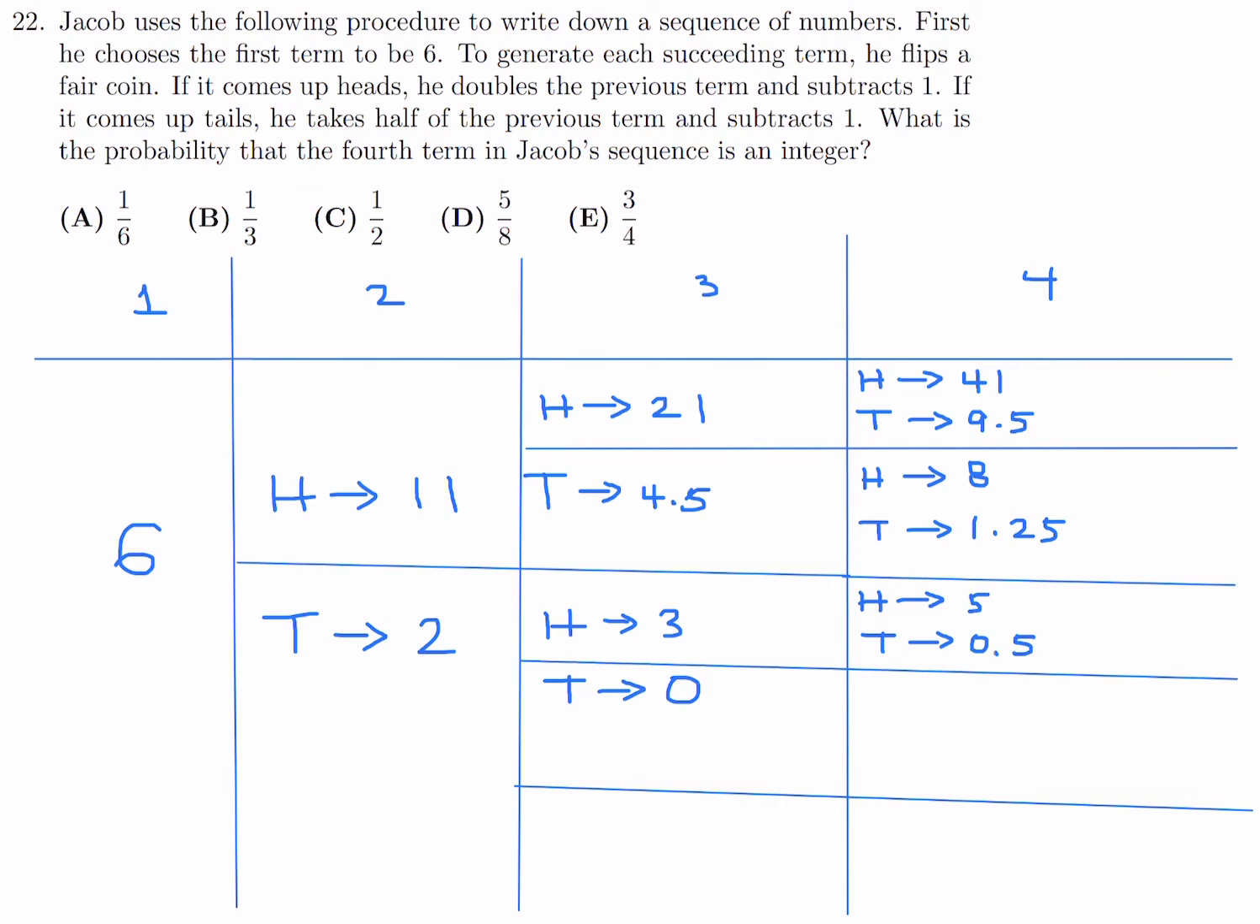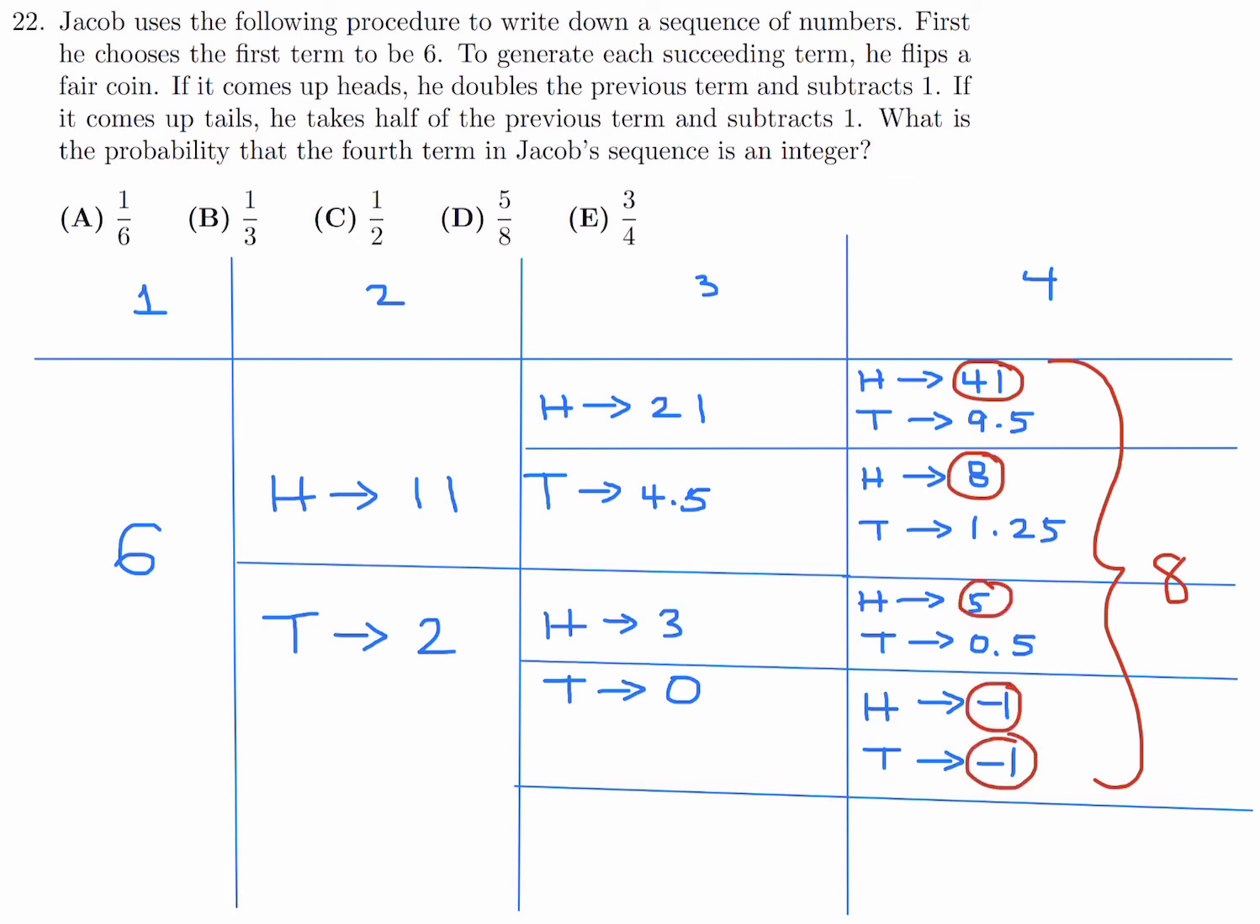And then finally, for the 0, double it and subtract 1, negative 1. For tails, take half of it and subtract 1, again, negative 1. So how many of these do we have, first of all? We got 8. And how many are integers? 41, 8, 5, and the 2 negative 1s. So that's 5 out of the 8 are integers, and that's the probability. So number 22, the answer is D.